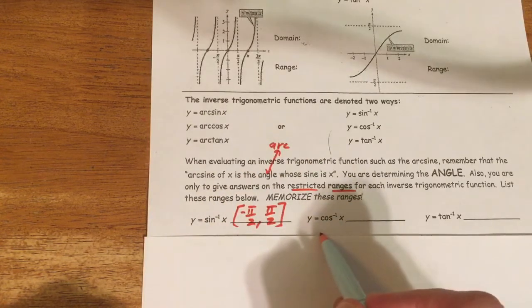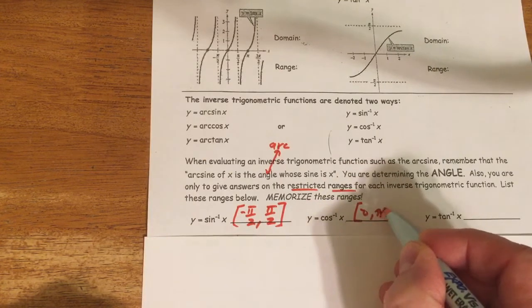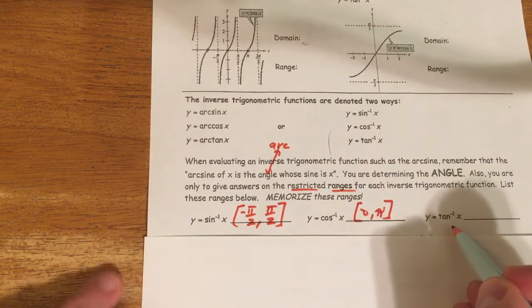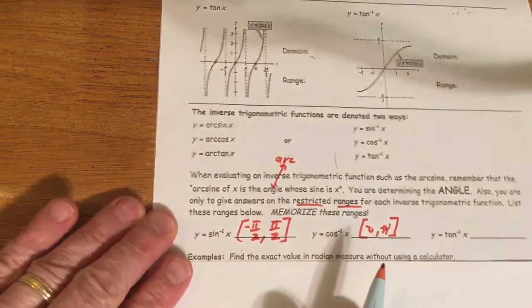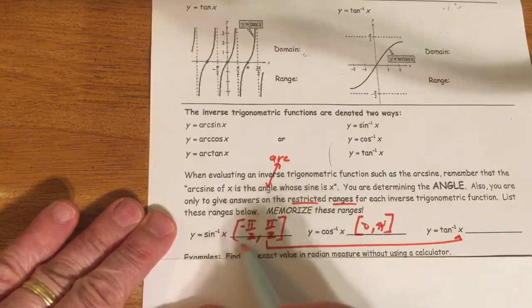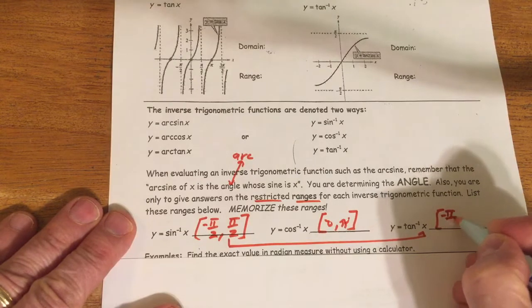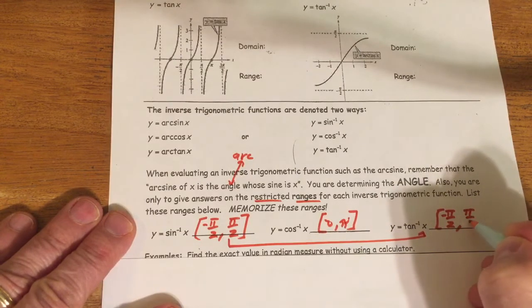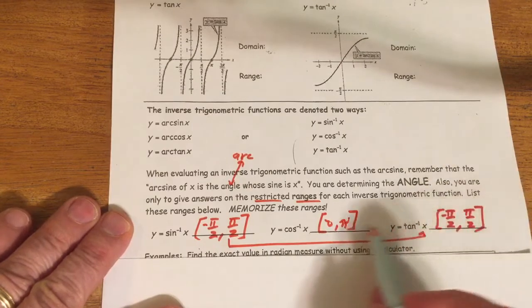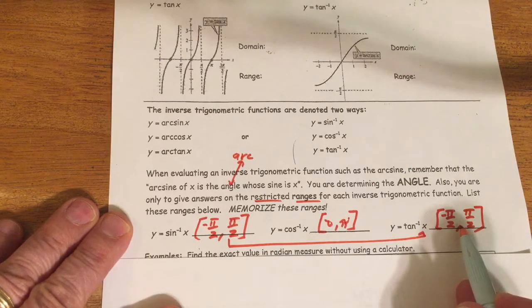For cosine inverse, it's going to end up being from 0 to pi. And for tan inverse, it's going to be exactly the same as sine inverse right here. So we're going to use this same interval. For tan inverse, it's going to end up being from negative pi over 2 to pi over 2. And this is what we need to know to do our problems. Let's pause here and we'll take a look at some examples of problems in the next part of the video.